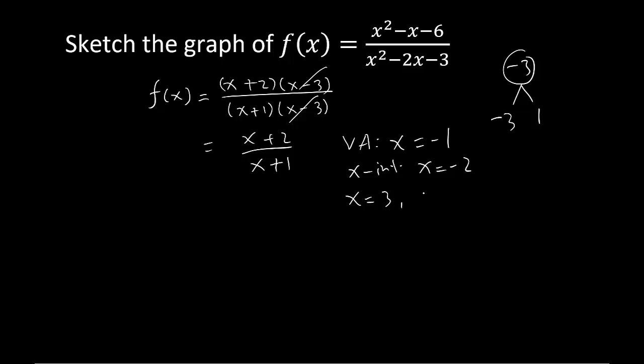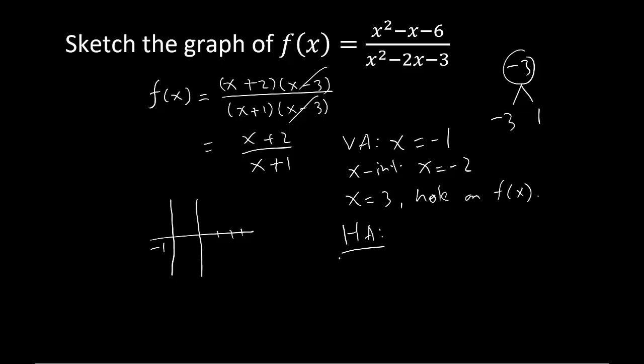X equals 3, a hole on the graph. At vertical asymptote, x equals negative 1. So that you have negative 1 here. And the hole will be at x equals 3. If you're looking for the horizontal asymptote, I'm writing in short HA. The horizontal asymptote will be y equals, take the power from the numerator, which is x squared, and from the denominator also x squared, you get 1. So y equals 1 is your horizontal asymptote here.